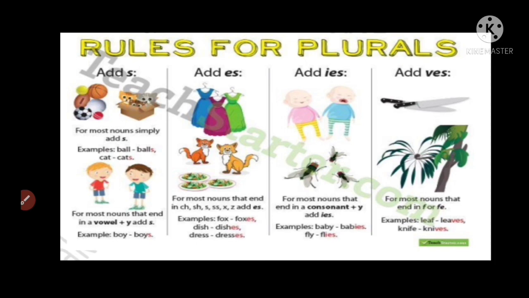Again, I am revising these rules. For a noun that ends with y but a vowel is given before y, we will add only s. But for a word that ends with y where a consonant is given just before y, we will remove y and add ies. And for nouns that end with f or fe, we will remove f or fe and add ves to that word. And one is left here, that is the nouns that end with ch, sh, s, ss, x, z, we will add es to those words. I hope you have understood this.